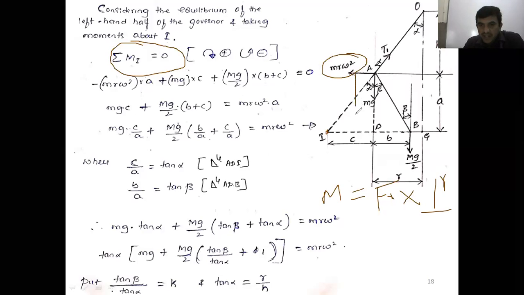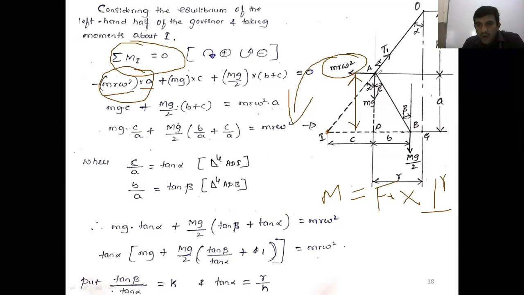What will be the perpendicular distance? What is this distance? Yes, give me a response, anyone. What is this distance? The perpendicular distance is A. Now mr omega square into A, that produces a moment in what direction about I? About I it is the counterclockwise direction. Now the moment is mr omega square into A. What direction does it act here? Counterclockwise, that's why the negative sign comes here.